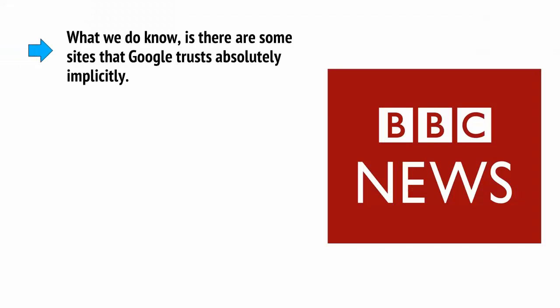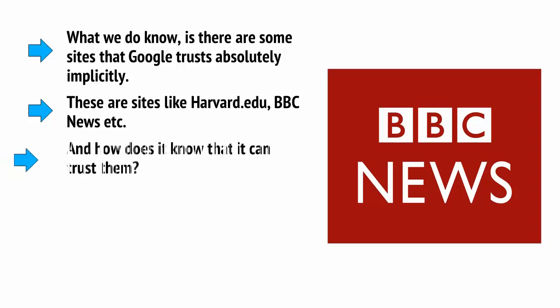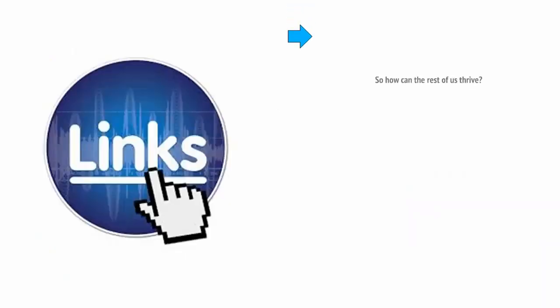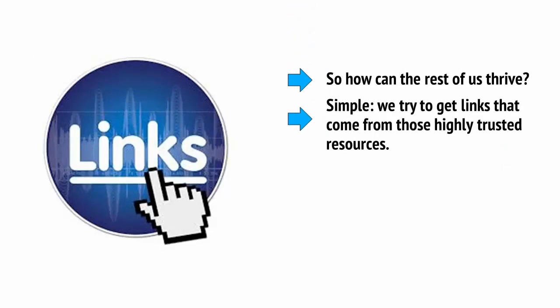What we do know is there are some sites that Google trusts absolutely implicitly. These are sites like harvard.edu, BBC News, etc. And how does it know it can trust them? Well, the current understanding is that Google will trust sites which either have a very well established brand name, like the BBC or The Verge, or sites that have .edu or .gov domains. So, how can the rest of us thrive? Well, simple. We try to get links that come from those highly trusted resources.